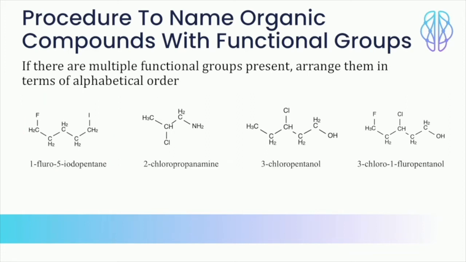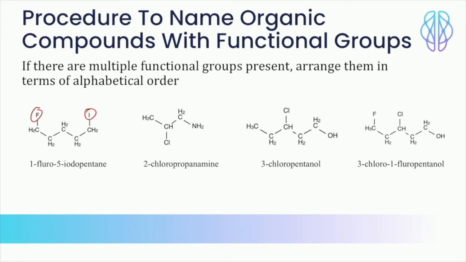So hopefully that's a bit more clear. And now we're going to go over the names and try and reverse engineer the names from the previous slide. So starting on the left, always the first thing we're doing is looking for the longest carbon chain. And in this case, it's 1, 2, 3, 4, 5 carbons long. Next, we're looking for functional groups. We have 2 in this case. We have the fluoro and the iodo functional groups attached on either end of the carbon chain.